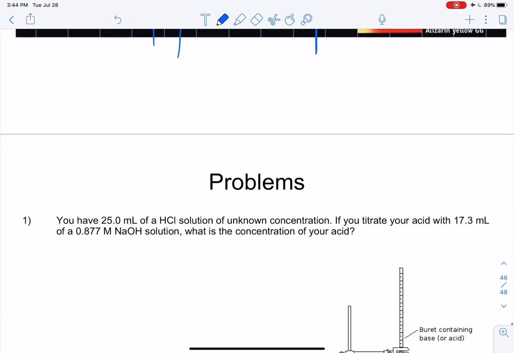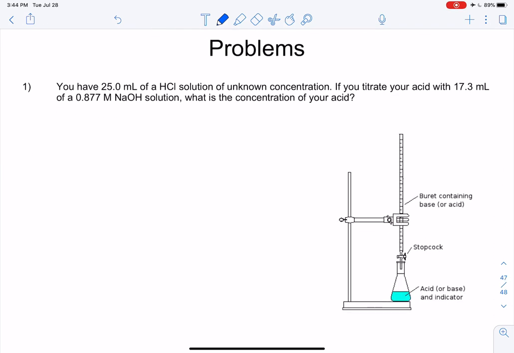All right, so let's do some titration problems. So you've got 25 milliliters of a hydrochloric acid solution of unknown concentration. So where is that going to go? Is that going to go up here in your burette, or is that going to go down there in your Erlenmeyer flask? That 25 milliliters of hydrochloric acid that's unknown concentration, that's going to go down here. So you have hydrochloric acid in a solution, and that's unknown concentration.